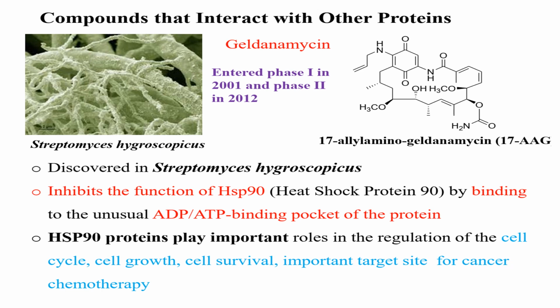This protein plays an important role in the regulation of the cell cycle, cell growth, and cell survival, and is an important target site for cancer chemotherapy as well. So this is also obtained from bacteria, so it can be very important to us as an anti-cancer agent.